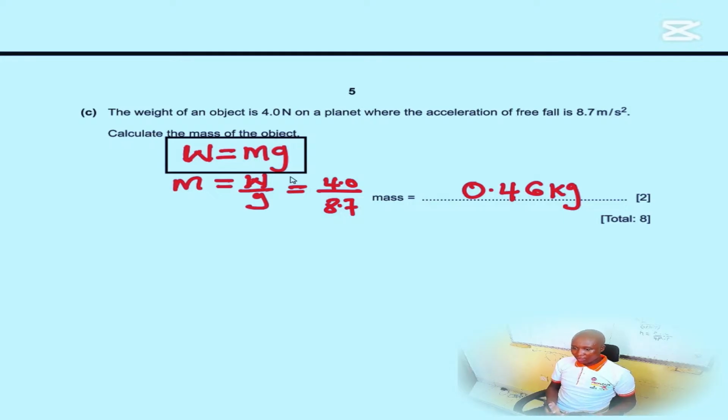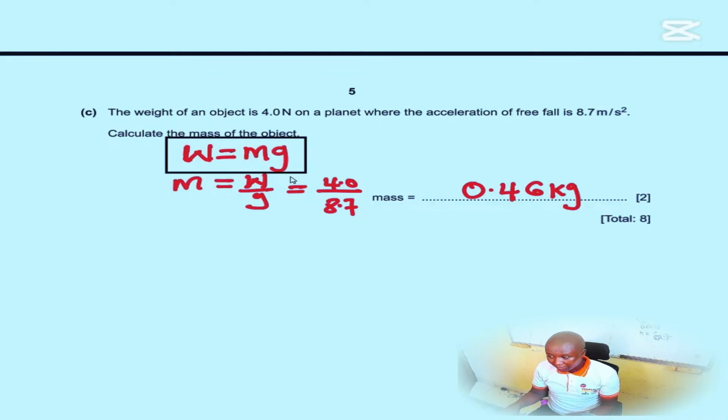So here, if we are told that the object was having a weight of 4.0 newtons, and the acceleration due to gravity of that particular planet is 8.7, then we have no option other than saying that mass is equal to weight divided by gravity, and that is going to give us 4.0 divided by 8.7, giving us what? 0.46.